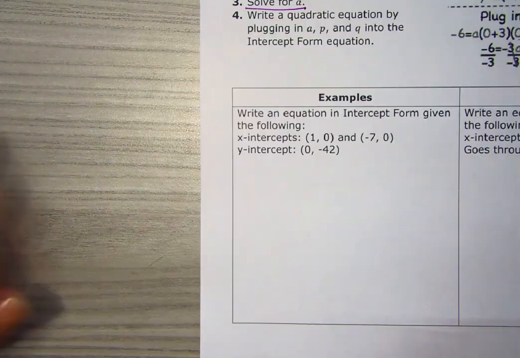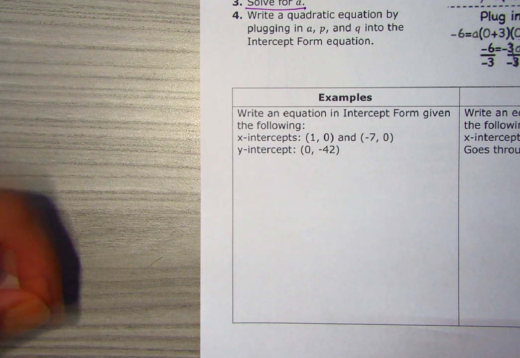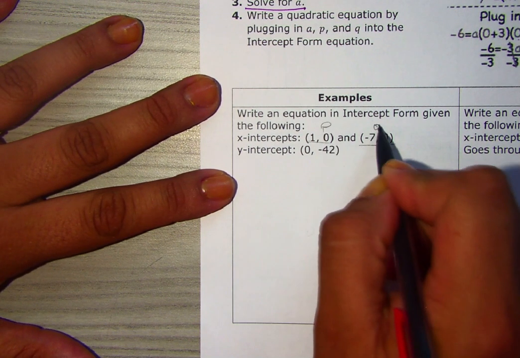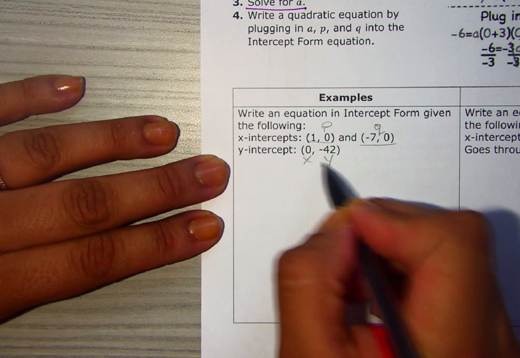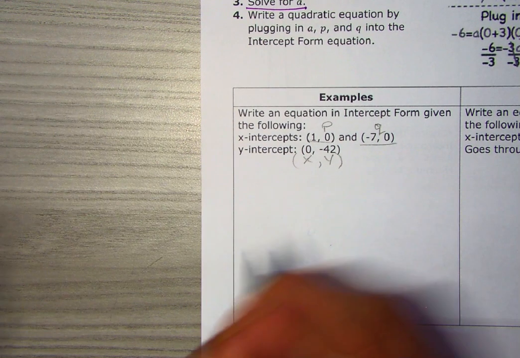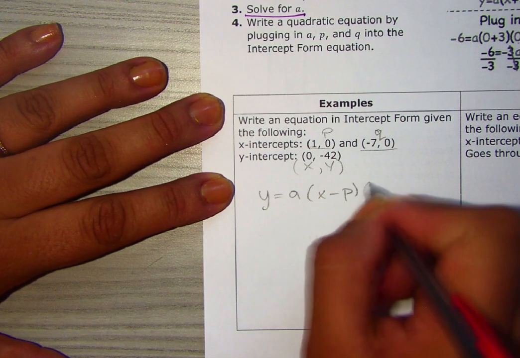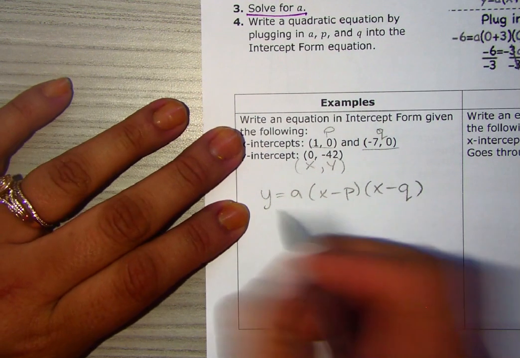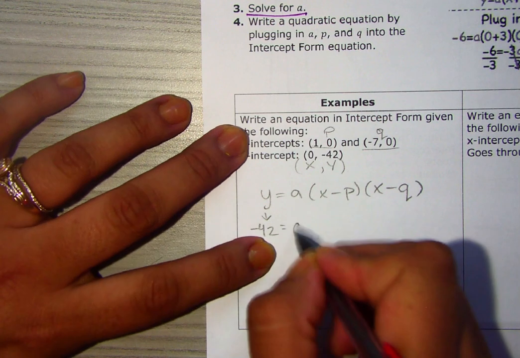All right, so let's try some examples. In this first example, you are to write an equation in intercept form given the following x-intercepts. So these two will be your p and your q. And then the y-intercept will be your point, your x comma y. The template for this will be y equals a, (x minus p), (x minus q). And then you substitute these four values. So for the y, we're going to put -42. We don't have the a.